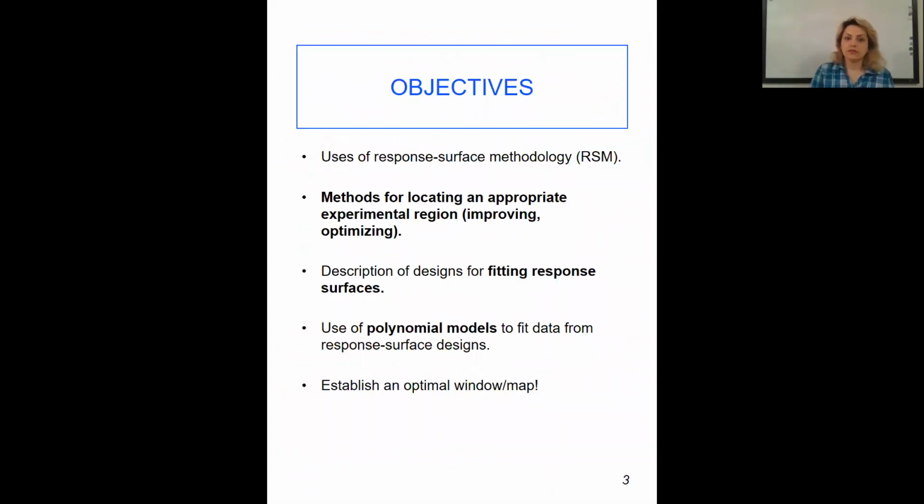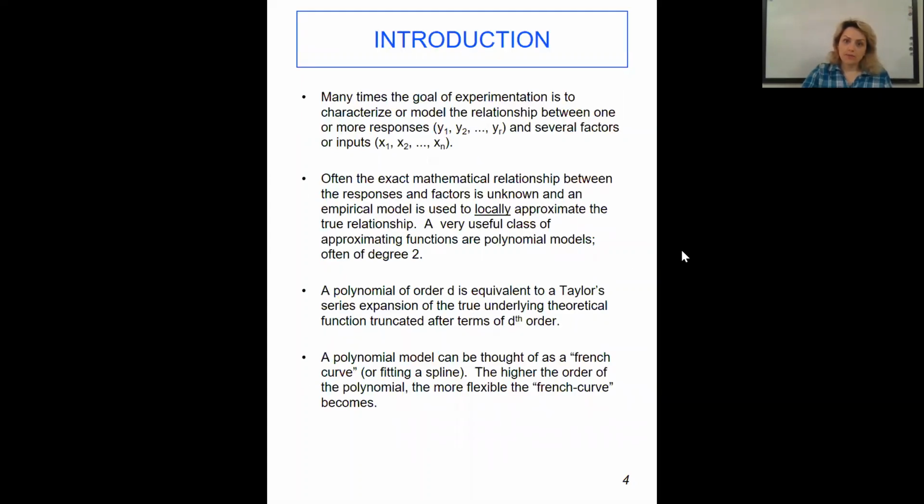So our objectives are the uses of response surface methodology. We want to learn about that. We want to understand the methods for locating an appropriate experimental region. We want a description of designs for fitting response surfaces, and we want to see how to use the polynomial model to fit data from response surface designs. And in fact, we want to establish an optimal window or map. We use the response surface methodology mainly for optimization.